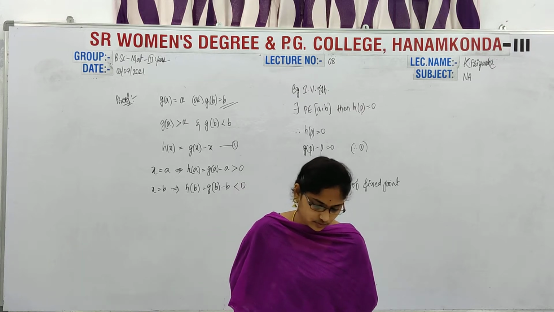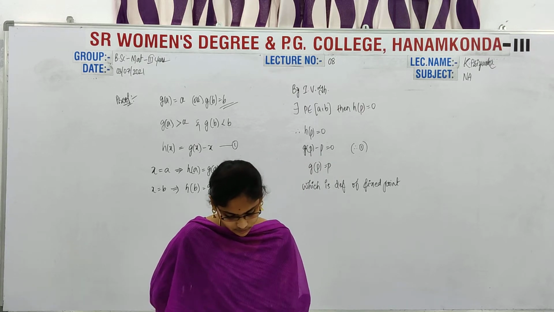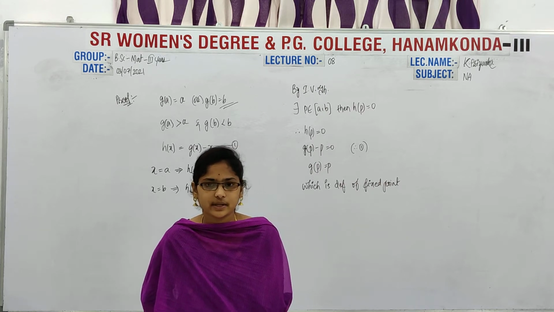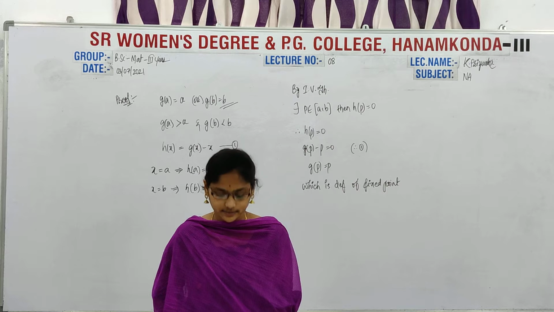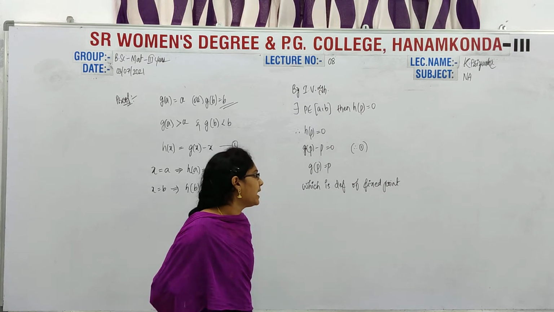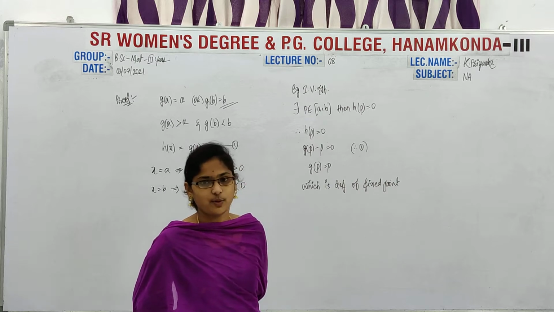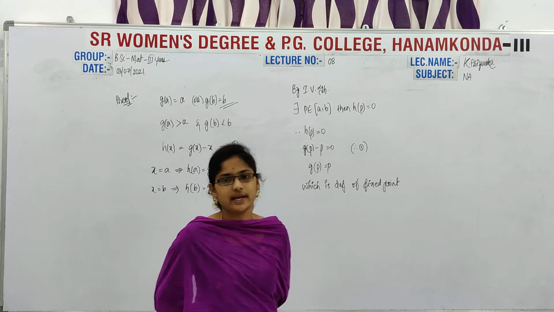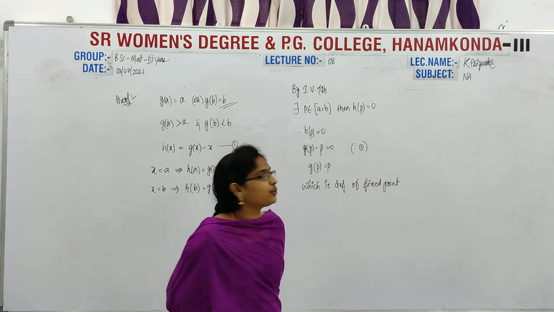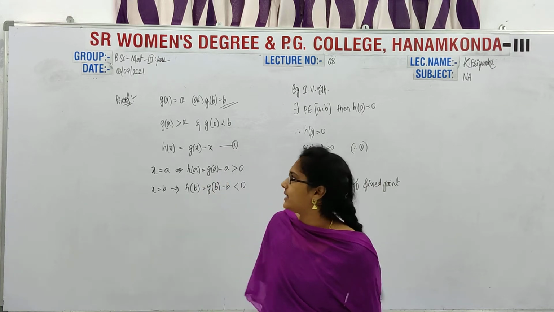Therefore, g has at least one fixed point in a closed interval [a, b]. This is nothing but the proof for the first one. Now put aside, heading: second one.